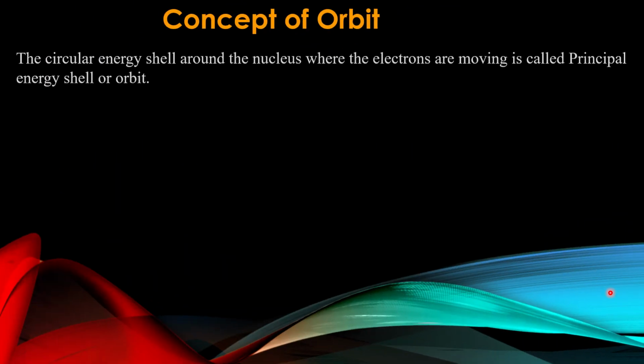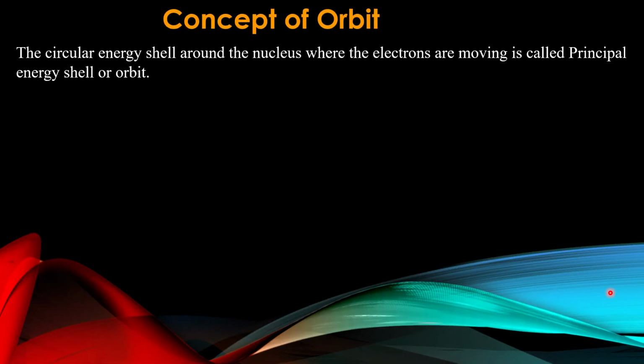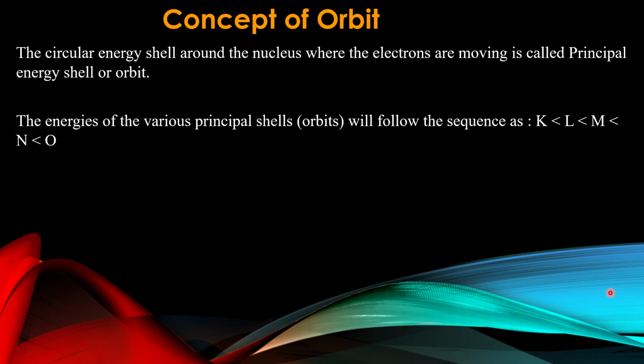We know what is orbit. Orbit is the circular energy shell around the nucleus where the electrons are moving, called the principal energy shell or orbit. And the energy of these orbits is such that the energy of K shell is the lowest, then L shell, then M shell, then N shell, O shell, in this way. This is the sequence of their energy.